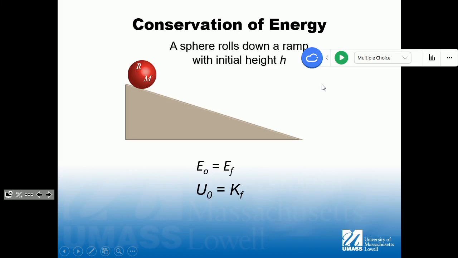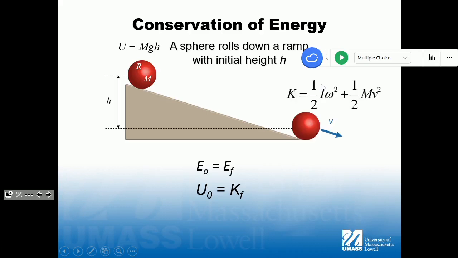So now, its total energy is still the same. It still has mgh right at the very top. But at the very bottom, it has two kinds of kinetic energy, rotational and translational. Everyone follow that? Okay. So we can conserve energy that way.